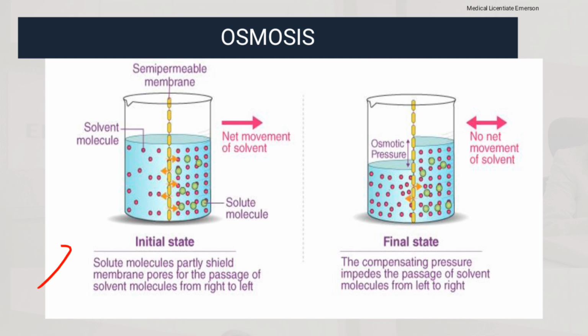As you can see, during the initial state, the solute particles were blocked by the membrane, which permitted the passage of solvent molecules from right to left. So the solvent molecules were here, and the solute molecules were here. Then after the net movement of solvent through the semi-permeable membrane, the osmotic pressure was like this, and this was the final state.